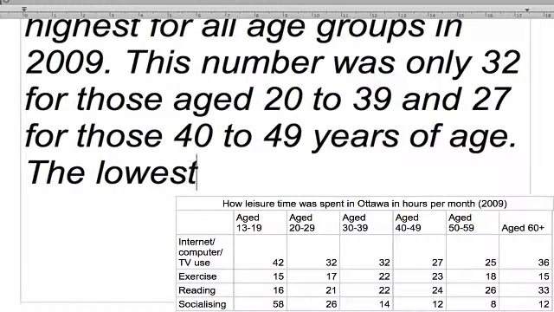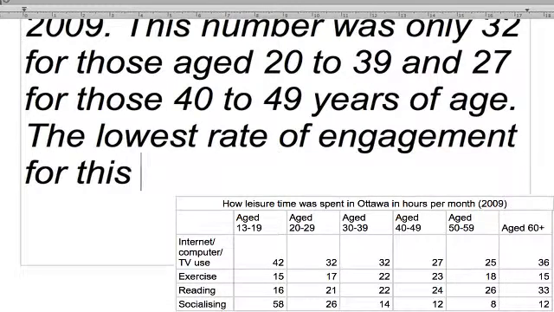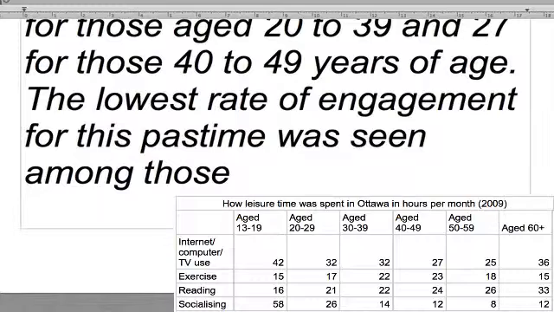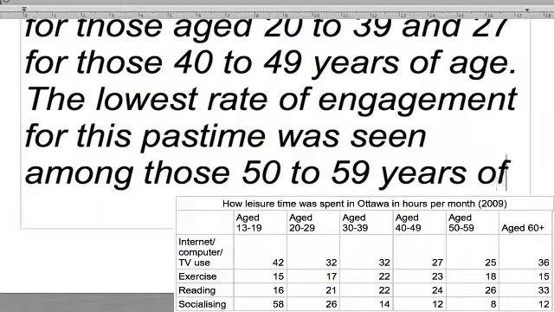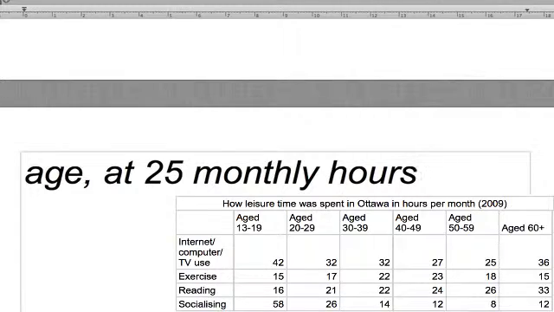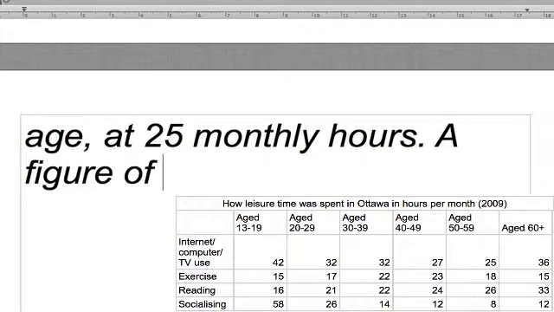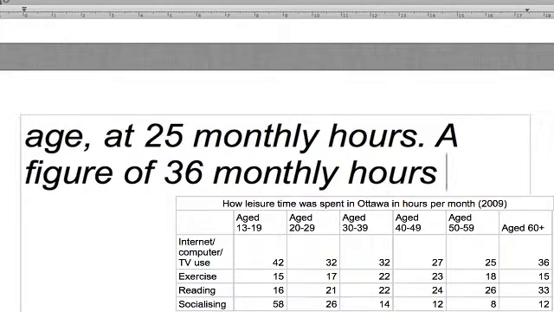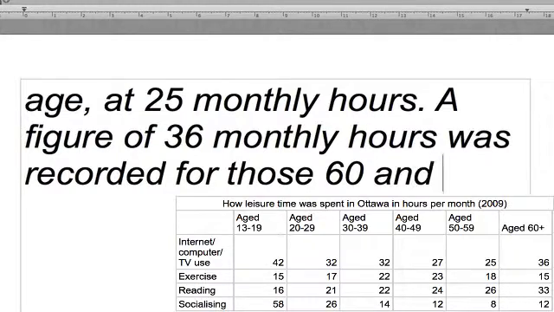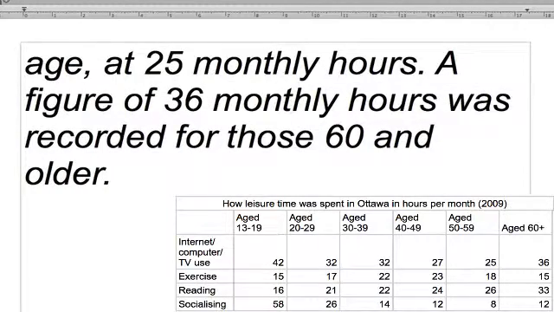So I guess we've talked about the highest, so let's talk about the lowest rate of engagement for this pastime, which was seen among those 50 to 59 years of age at 25 monthly hours. A figure of 36 monthly hours was recorded for those 60 and older. Okay, so we're just running through the data one by one.